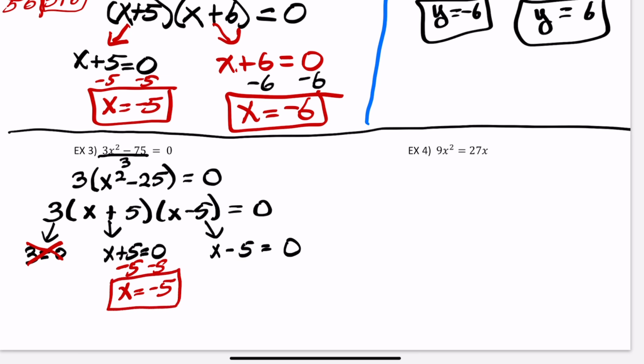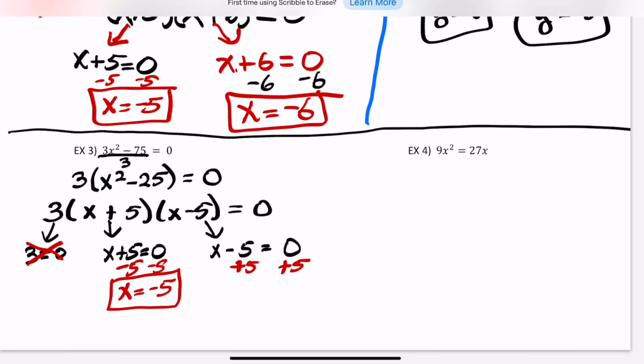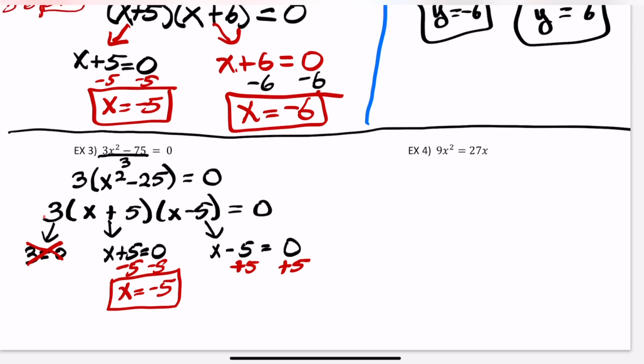And then the other answer would be to solve this equation, which can be solved because I can add 5 to both sides, and I get x equals positive 5. So anytime you have a greatest common factor that is just a number, that number will not give you your solution because that number can never equal 0.